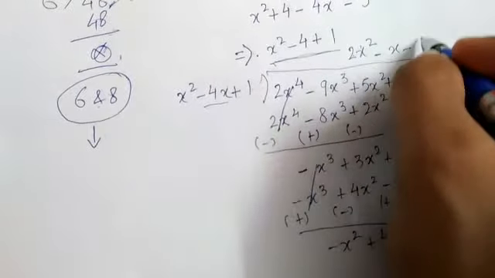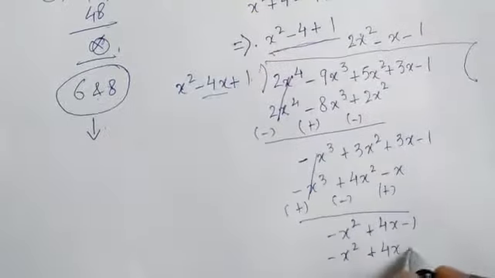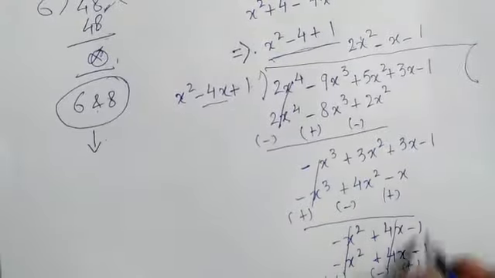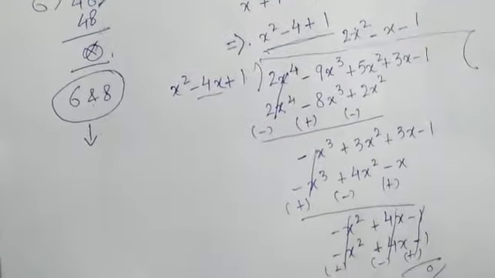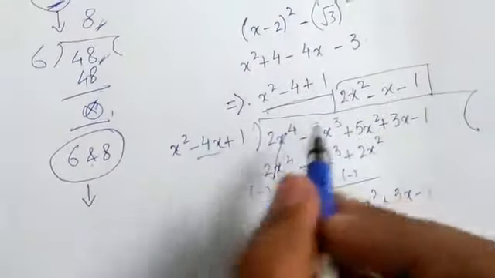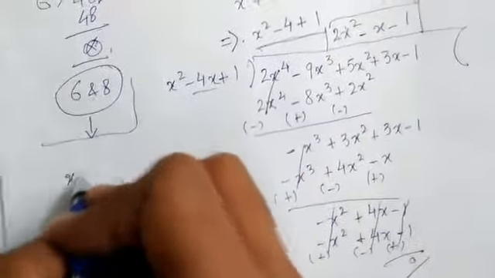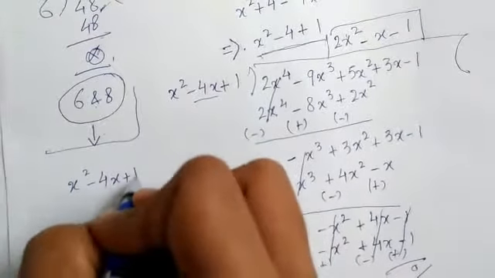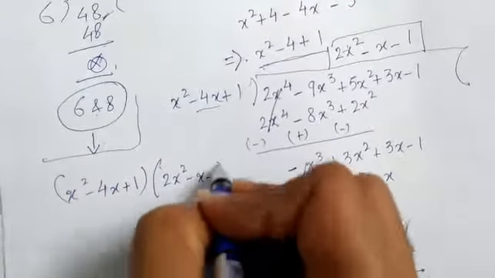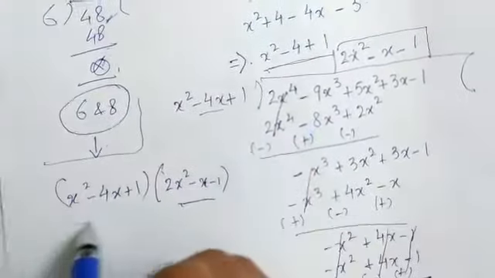So you got minus 1, minus x square plus 4x minus 1. Then everything cancels out and you are left with 0. So ultimately you got a polynomial. By this long division you can easily say, x square minus 4x plus 1 into 2x square minus x minus 1 will give up to be this. That means this is also a factor of this equation.